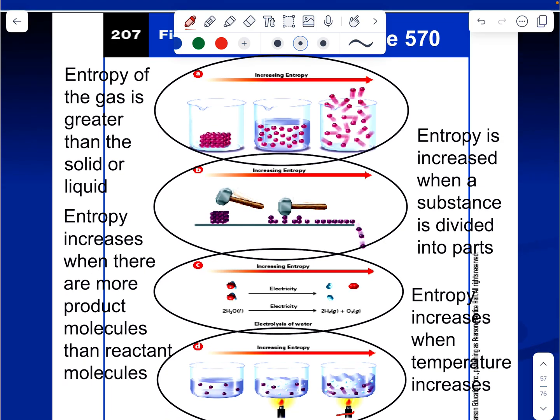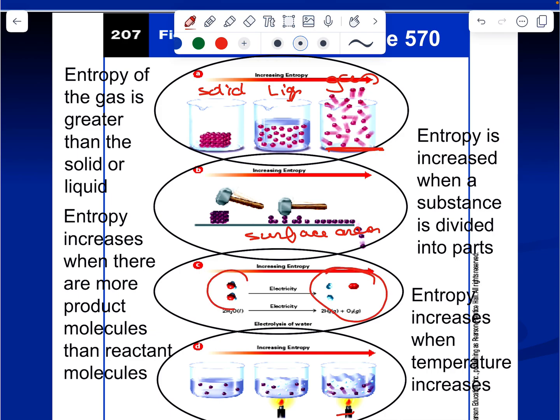Here are some examples from an old text of how we can increase entropy. Solid, liquid, and gas. You can see that the gas has the greater entropy. We increase entropy if we have more surface area. We increase entropy if we have more product particles than we do reactant particles. And we increase entropy when we heat something up.